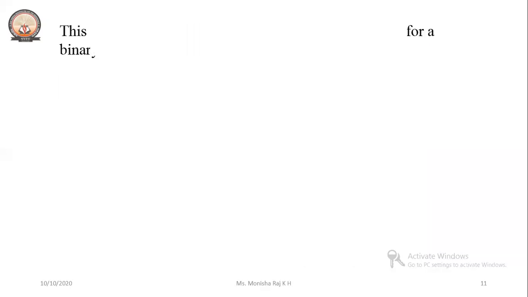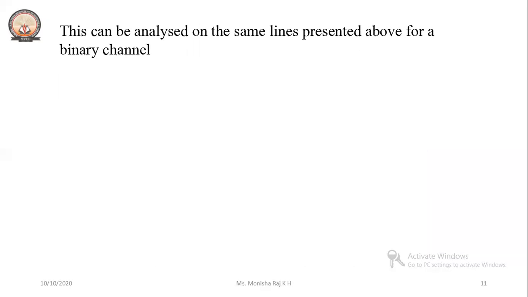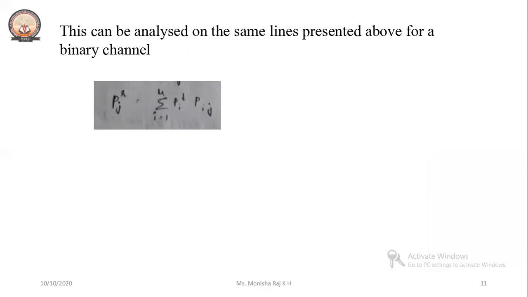So first we'll see that this M-ary channel can be analyzed on the same lines as presented above for the binary, where we had considered only 2 inputs and 2 outputs. So the generalized equation for the received bits is PJR equal to summation I equal to 1 to M PIT into PIJ. This is a generalized equation for the received bits. In the same way, we can write the generalized equation for the probability of error for an M-ary channel from the binary channel we had seen in previous slides.